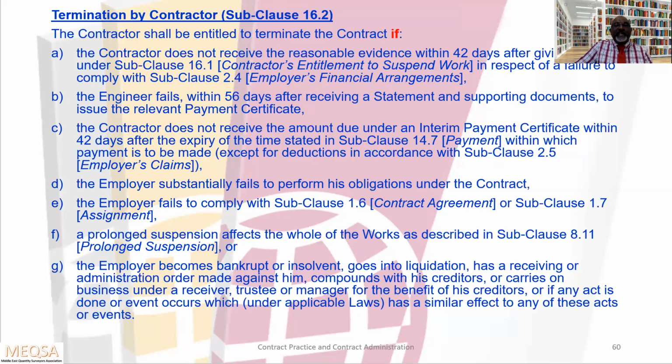D, the employer substantially fails to perform his obligation under the contract. E, the employer fails to comply with subclause 1.6 and or subclause 1.7, assignment. F, a prolonged suspension affects the whole of the work as described in subclause 8.11, prolonged suspension. G, the employer becomes bankrupt or insolvent or goes into liquidation. So these are the grounds on which the contractor shall be entitled to terminate the contract.